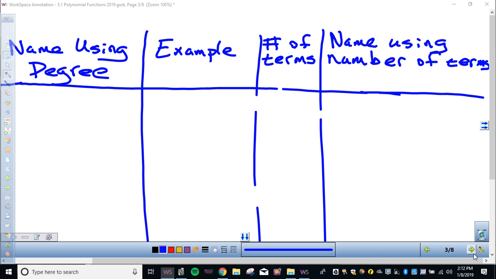So this is another easy thing to mix up, the name using degree and the number of terms. Name using the degree are things like linear, quadratic, cubic, quartic. You're going to learn quintic today, which is 5th degree. Number of terms, 1 term monomial, 2 terms binomial, 3 terms trinomial, 4 terms poly, 5 terms poly, 6 terms poly. Okay, so poly is 4 or more as well.